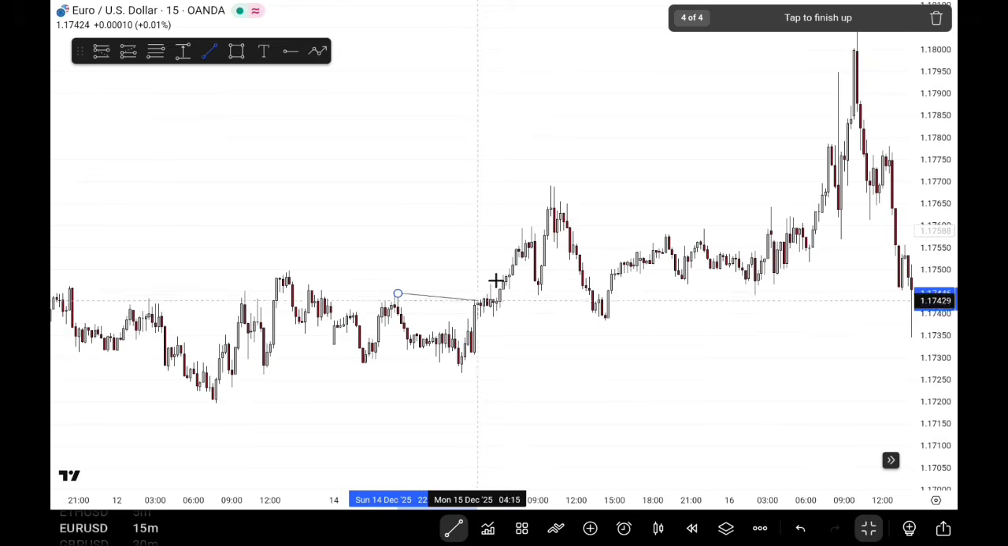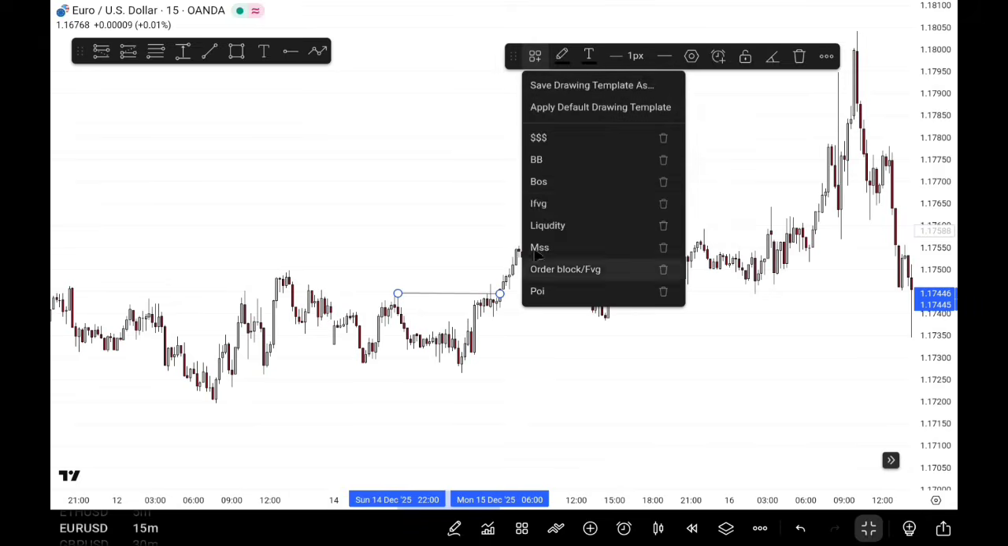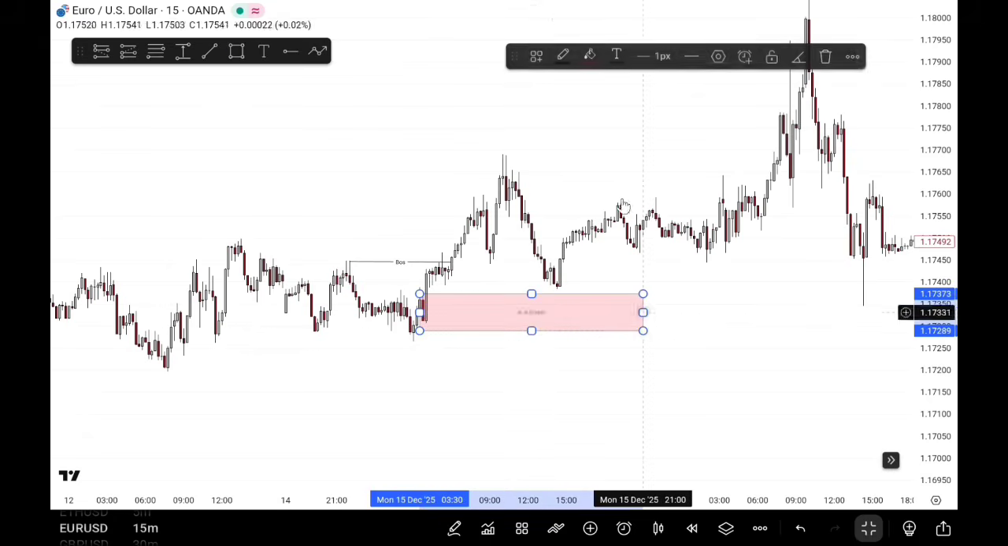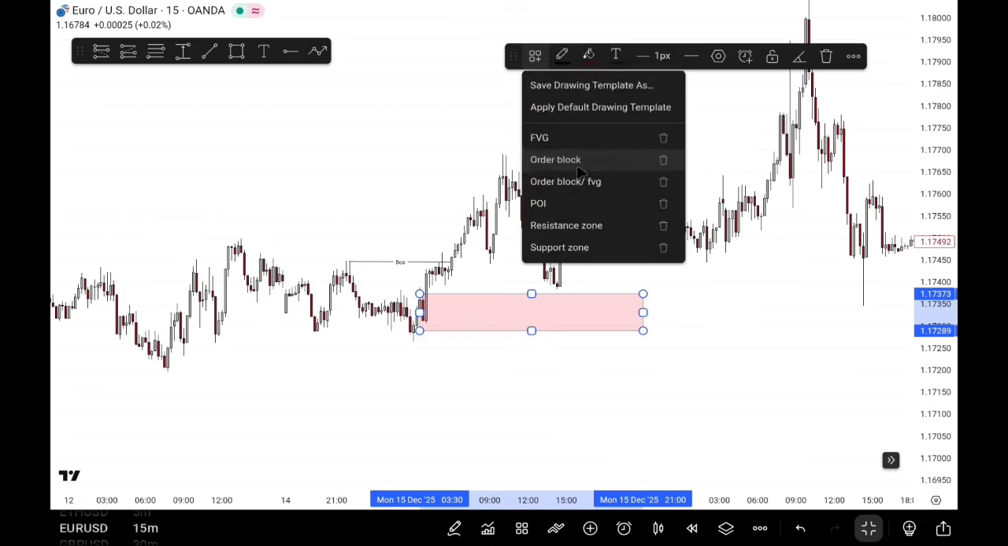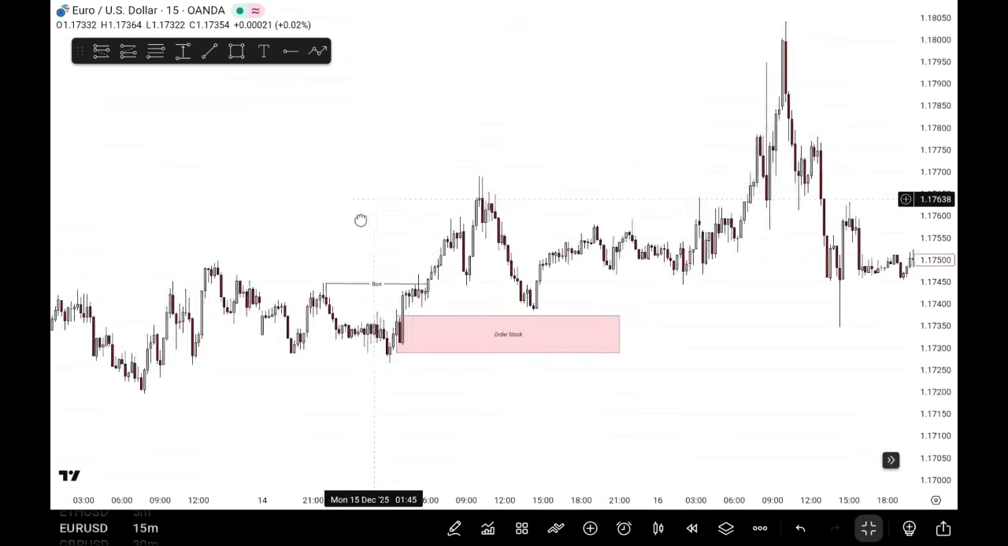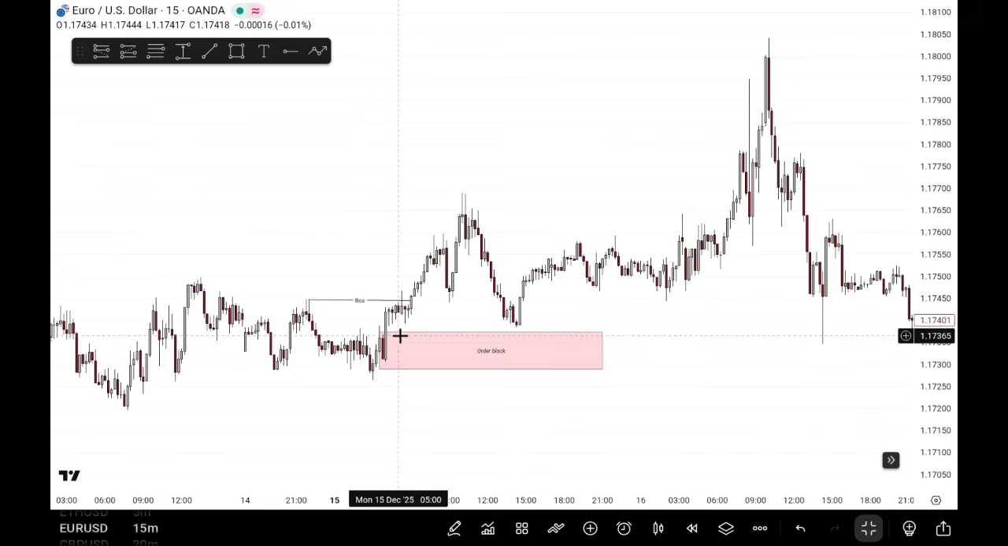So at this point, we have this break of structure to the upside. Where is the origin that causes the break of structure to the upside? This is the order block that causes the break of structure to the upside. So price did not react from that order block. Price reacted from the fair value gap, right?